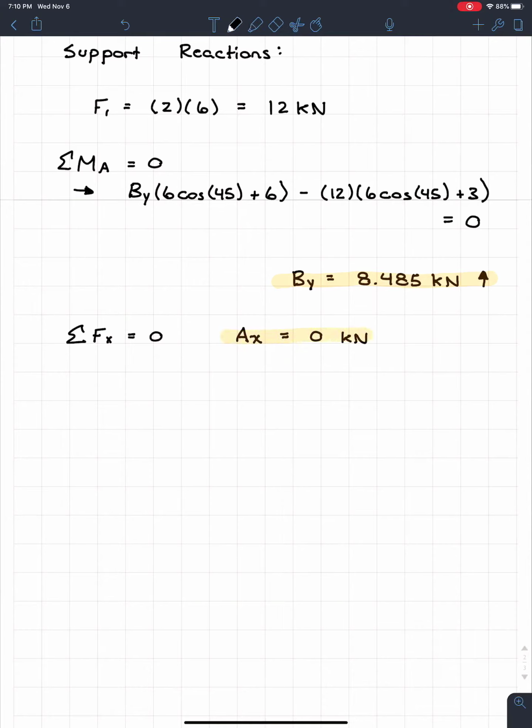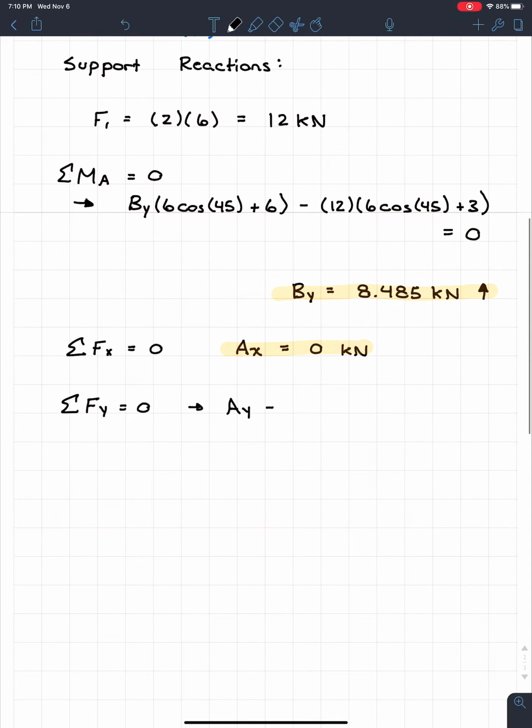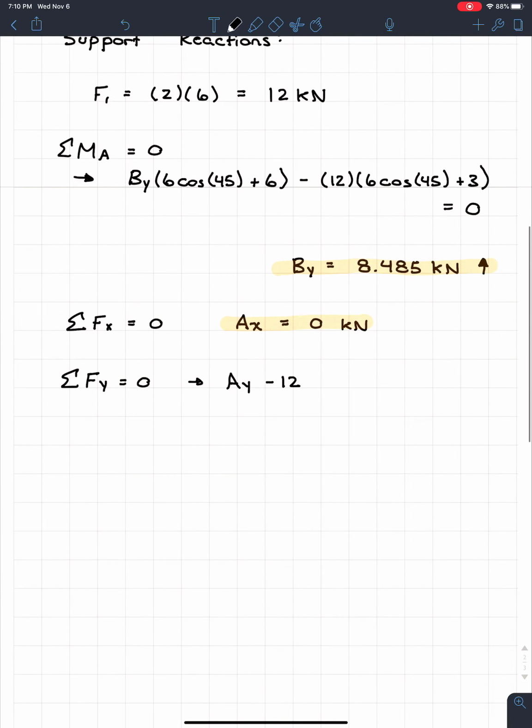So our last one that we can use to find Ay is just going to be sum of the forces in the y direction is equal to 0. So looking at my equation, I had Ay going up. If I look, I got F1, which is 12 kilonewtons, acting downwards. So minus 12. And then we had By acting upwards, and we know By is 8.485. So then we're going to go plus 8.485. And all this is equal to 0.